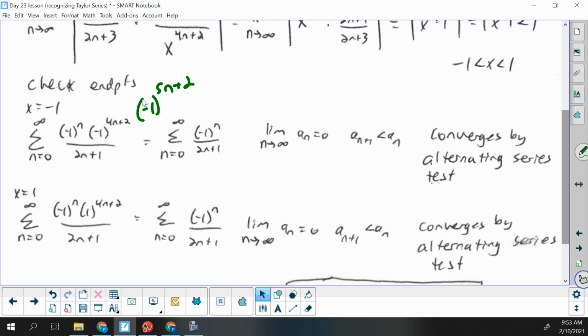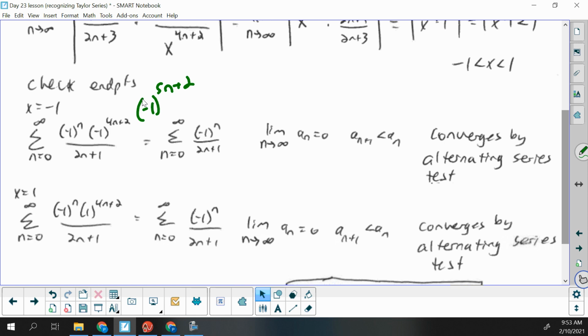But when you sub in 1, you're getting to the 7th, so that's odd. So it's going to, you can either leave it as (-1)^(5n+2), or it's just going to behave like (-1)^n. That's what I wrote there. So in other words, we need to know that it alternates. Both of our conditions are met for the alternating series test, so that's going to converge.